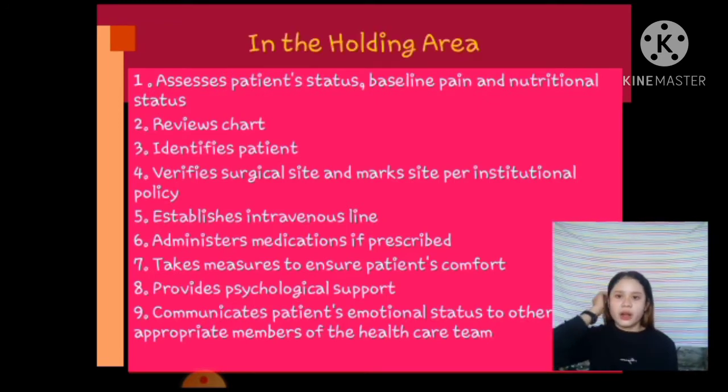Next is in the holding area. It assesses the patient's status, baseline pain and nutritional status, and reviews the chart. Reviewing the chart means looking at previously recorded data, like the dates on the medical record. Identifies the patient. How do you identify the patient? You will ask the patient to state his or her name and birth date, or you can check the identification band. Next, verifies the surgical site and marks the site per institutional policy. In here, clinicians will verify the correct procedure.